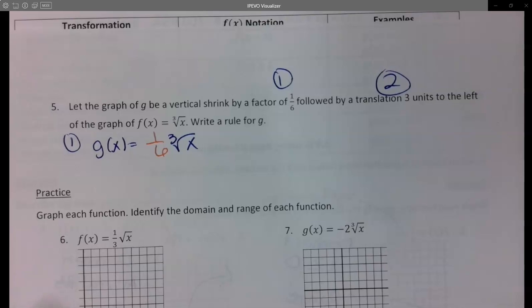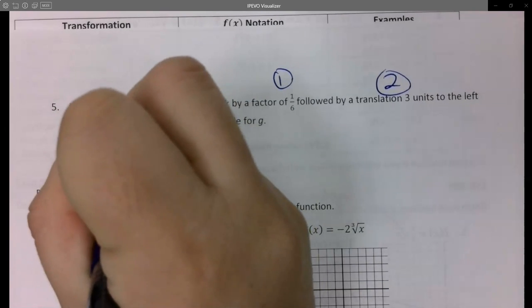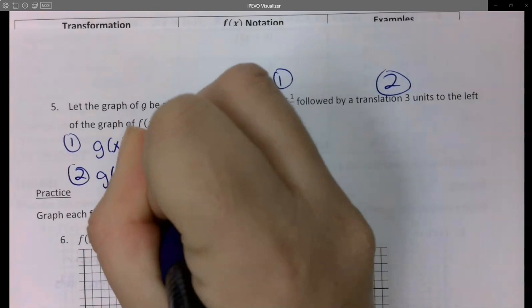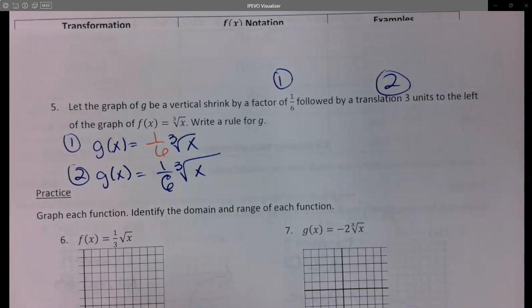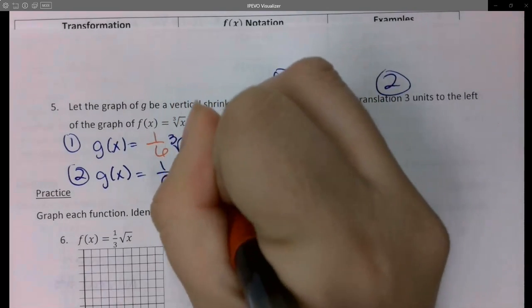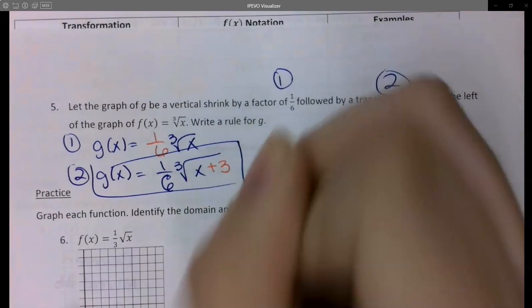Then for my second step, I'm going to go 3 units to the left. So that goes inside the radical, opposite the sign. So left is normally minus, so I'm going to do plus 3. And then this will be my final answer.